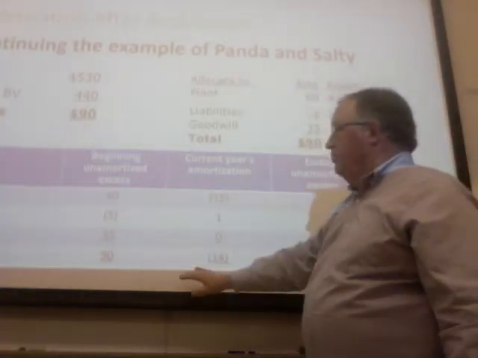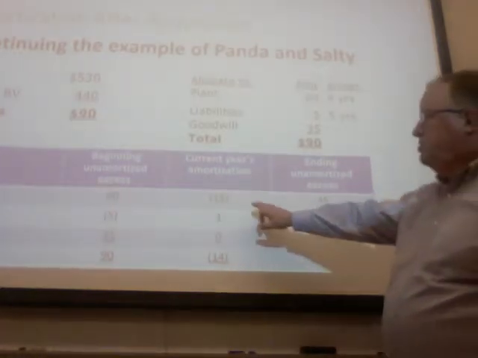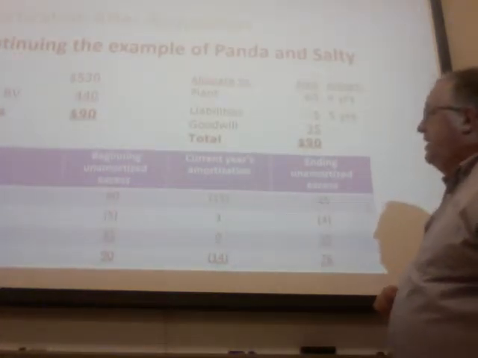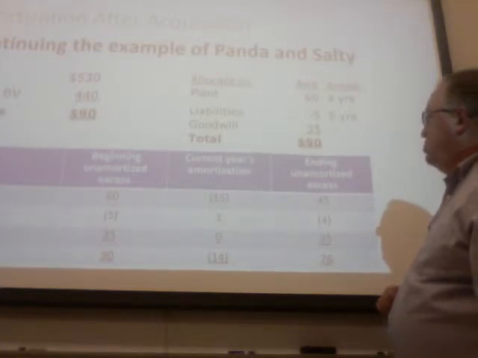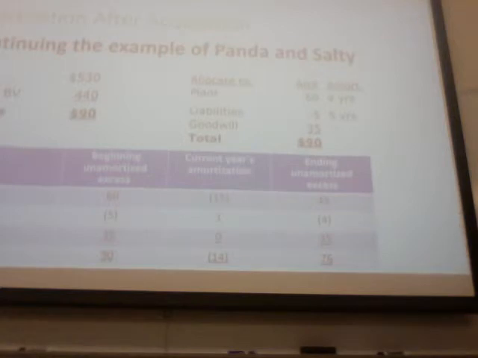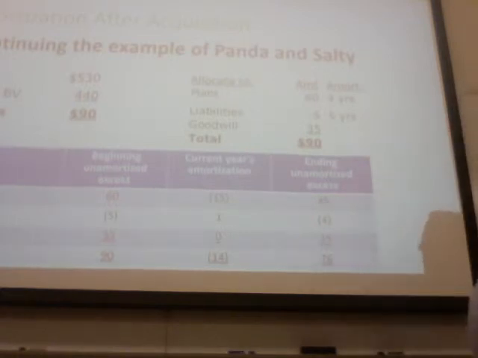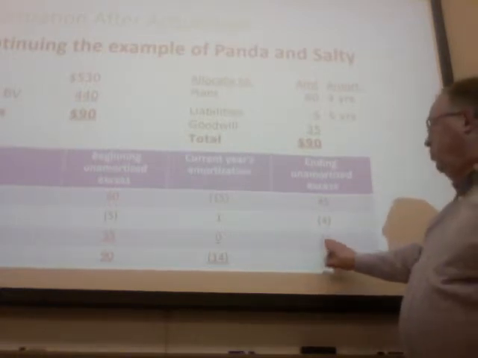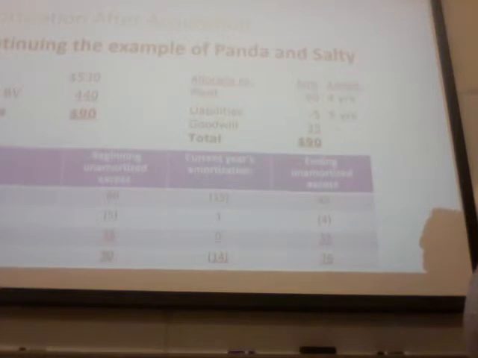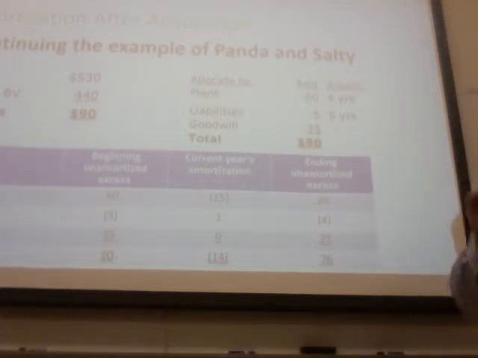Those were our beginning unamortized excess. This is how we amortized them. Our plant was over 4 years, so a $15 increase in depreciation expense on the consolidated statements. With our liabilities, it's a $1 decrease in interest expense because we felt those liabilities were overvalued, and our goodwill just stays on the books. Goodwill will just stay on the books. That will never go away unless it becomes impaired.